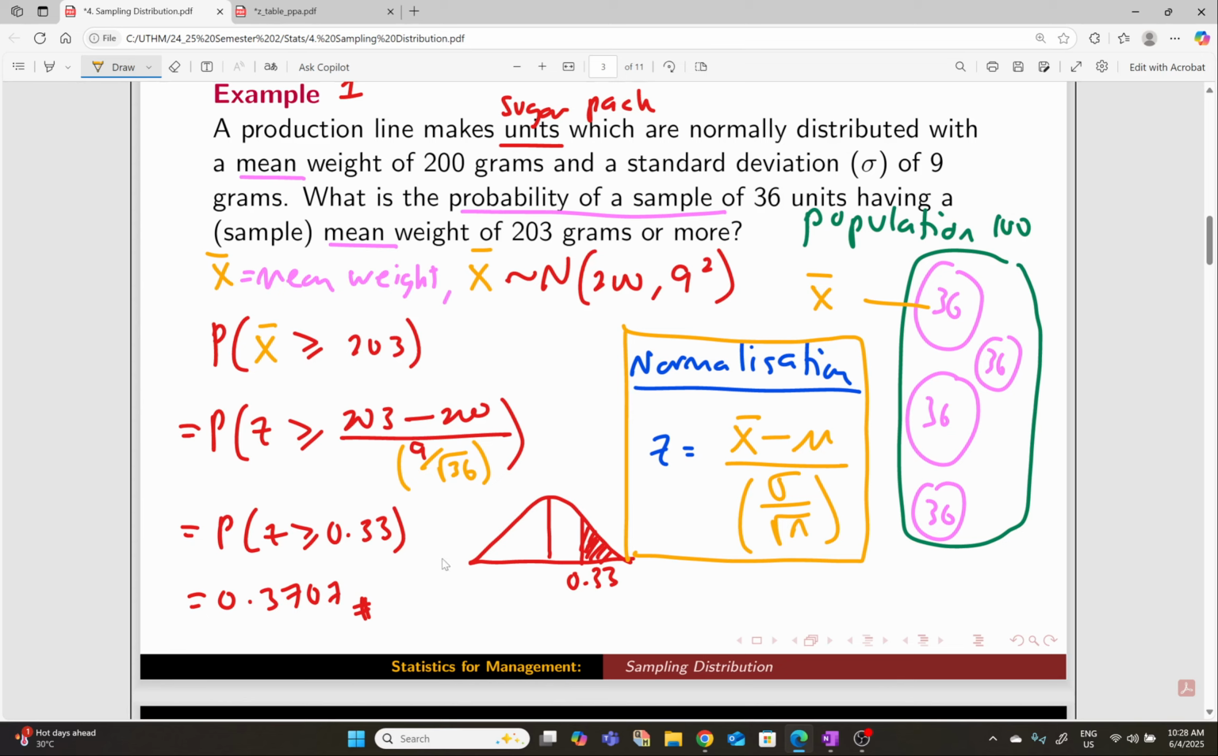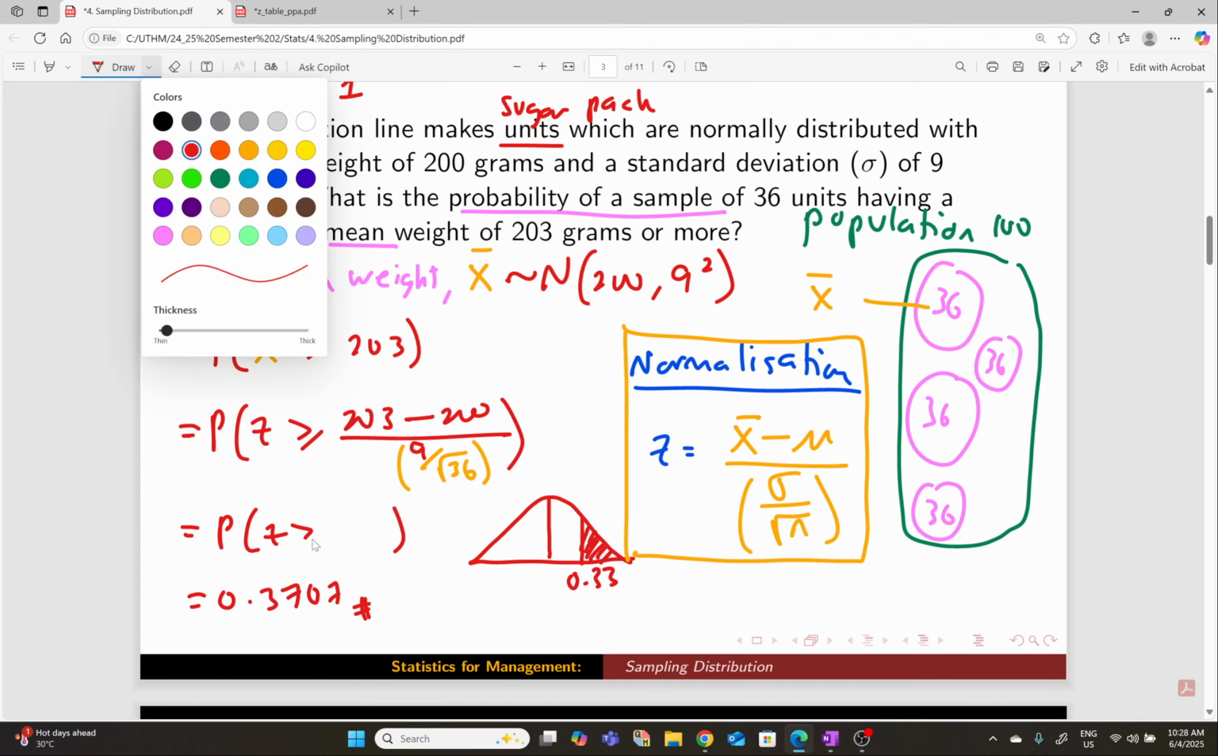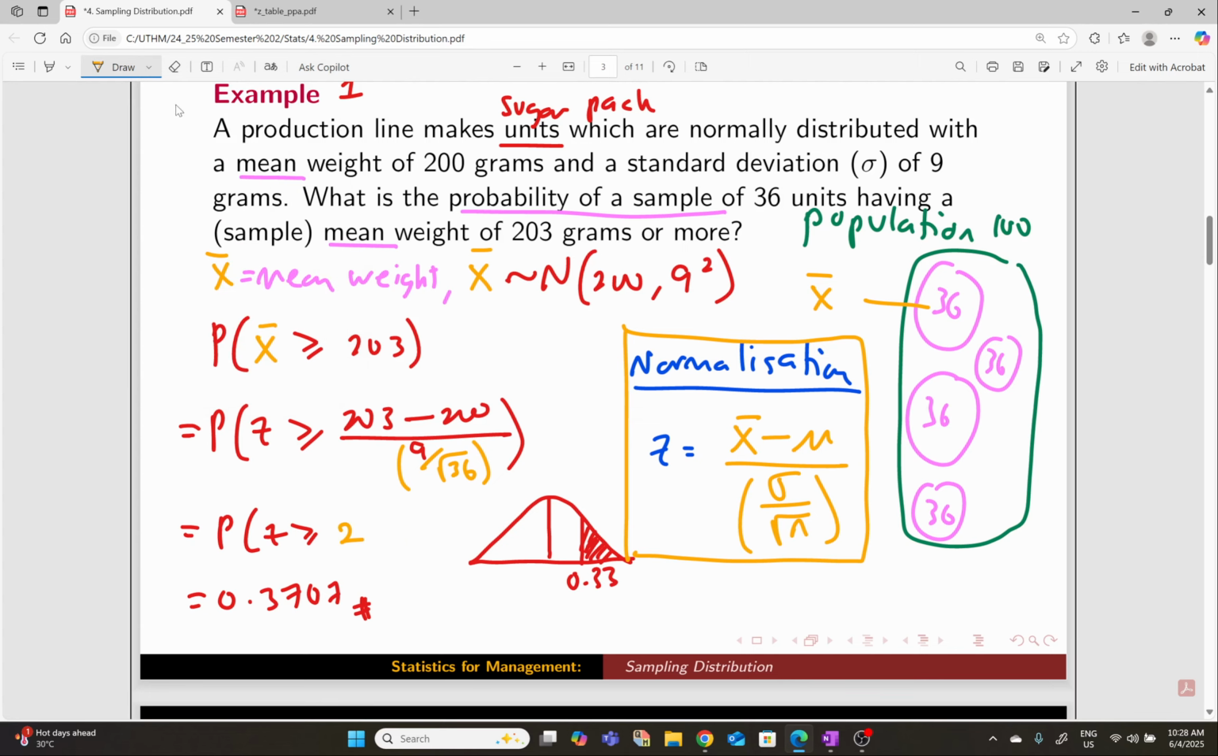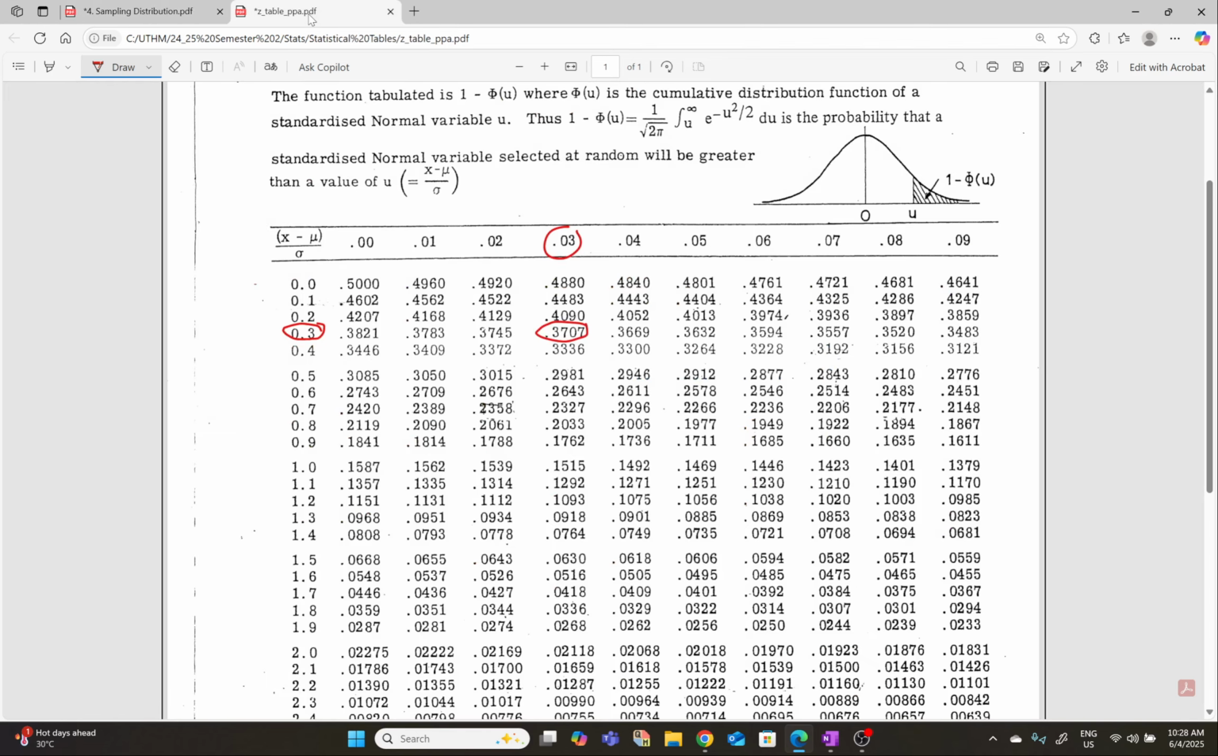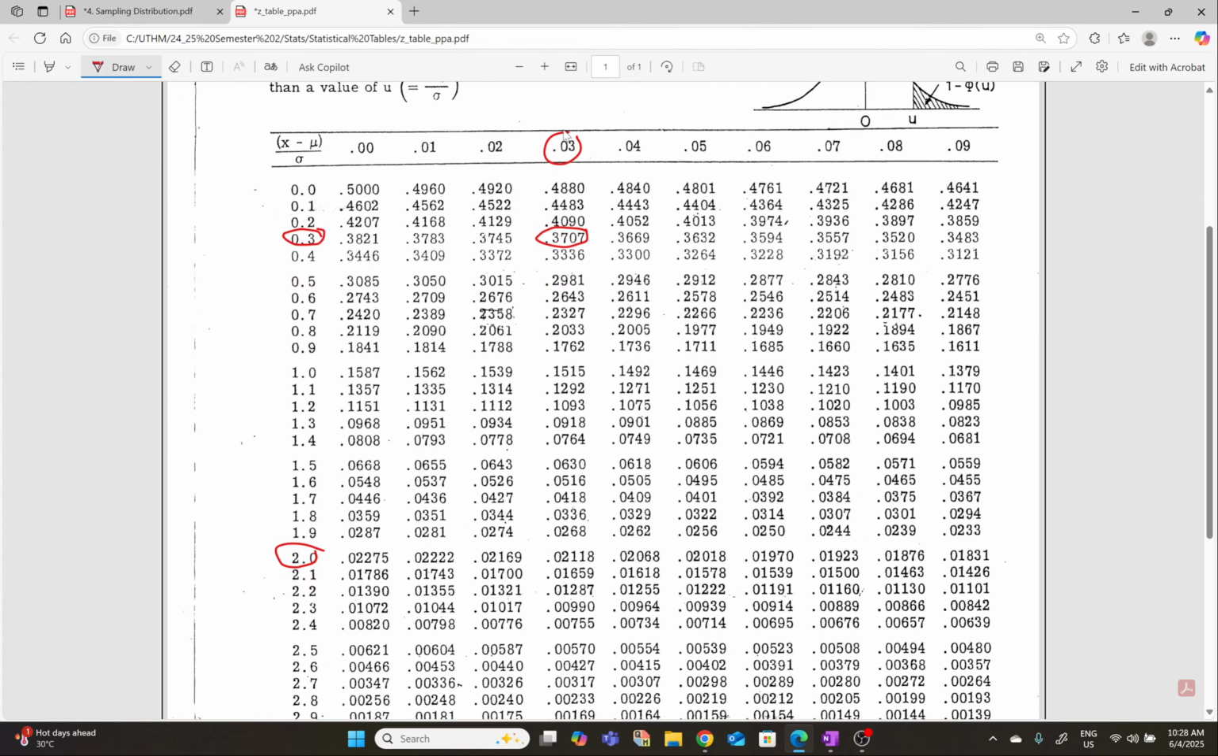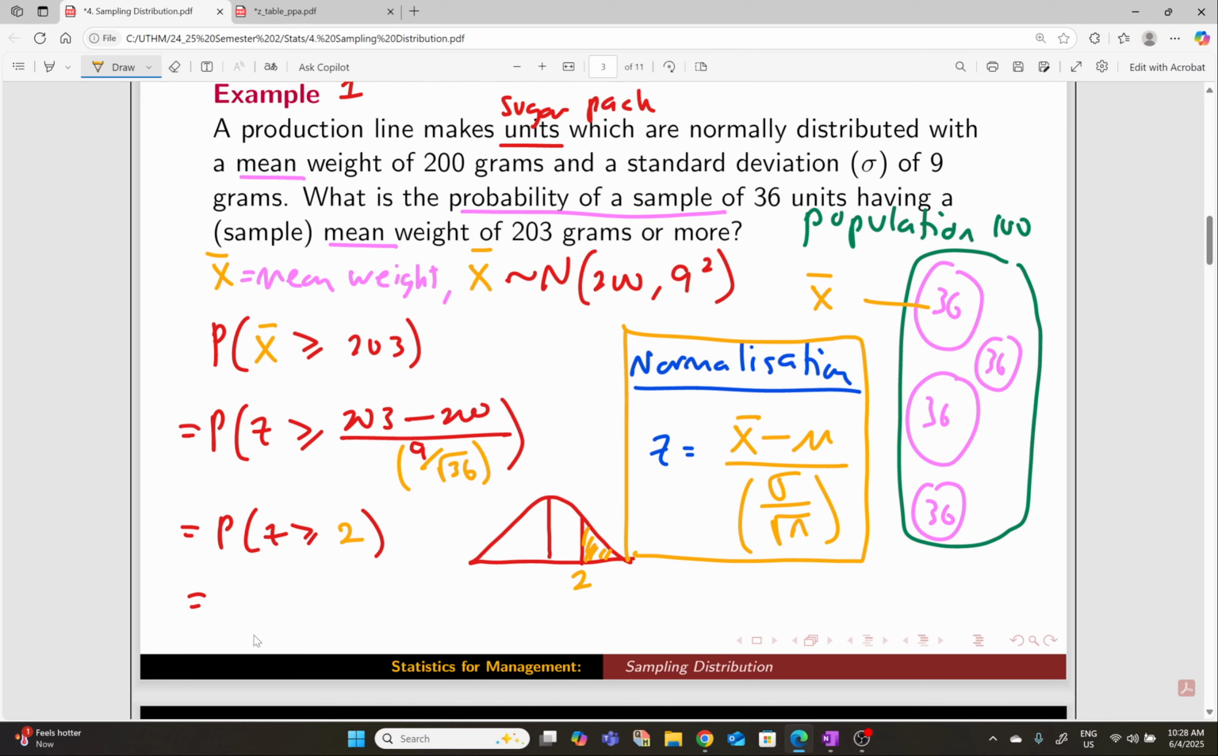If you do this, you will get 2. Let's say this is 2. We want to find this shaded part. The answer is, if we go back to the table, where is 2? Here. This is the answer: 0.02275. This is the answer.